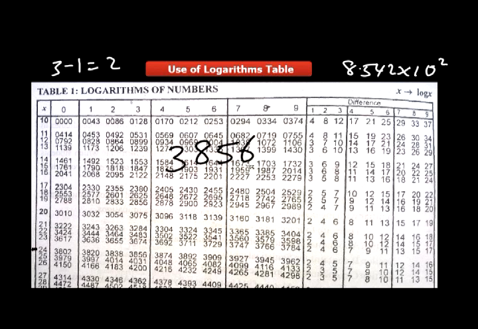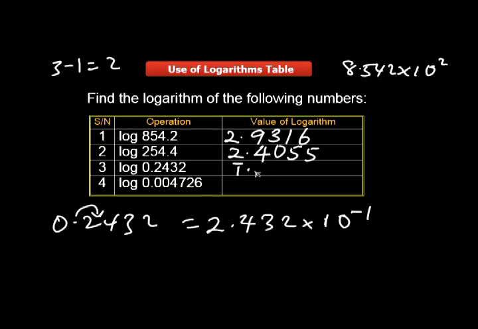So we have 4 there, and we add 4 plus 6 is 10, carry 1. 1 plus 5 is 6. Here is 8. Here is 3. So we have 3860 as our logarithm. That's the log.